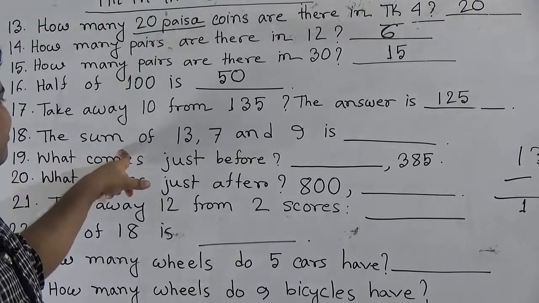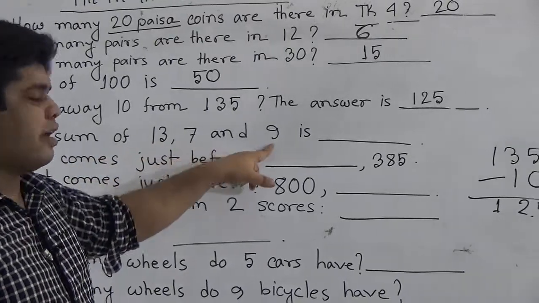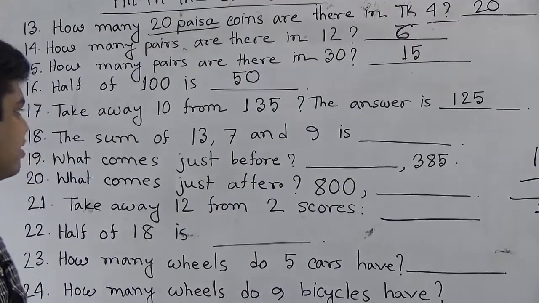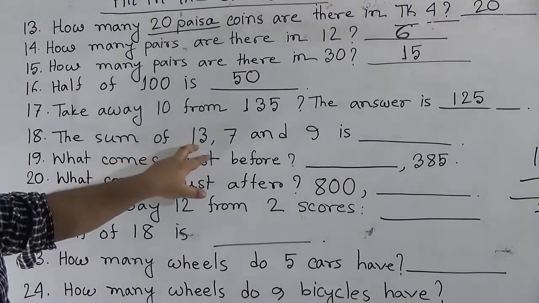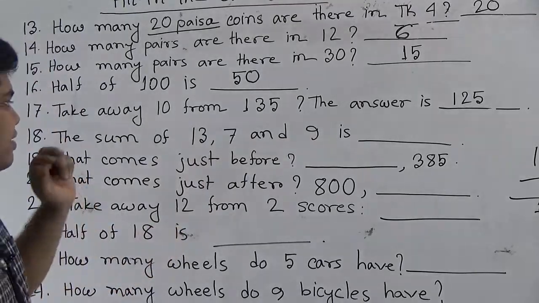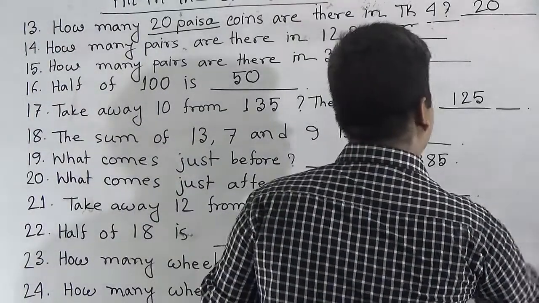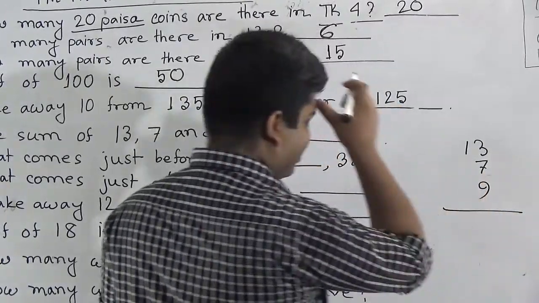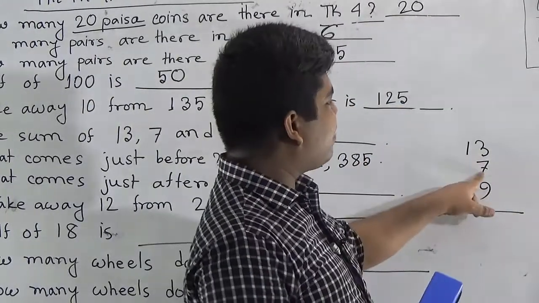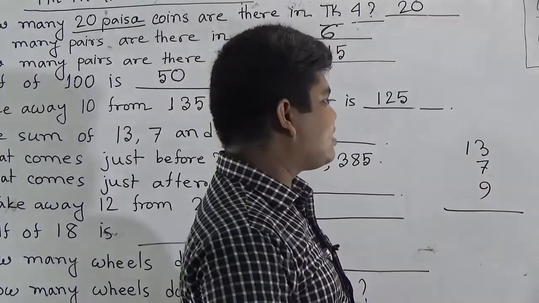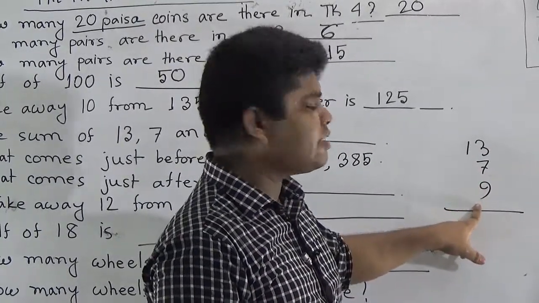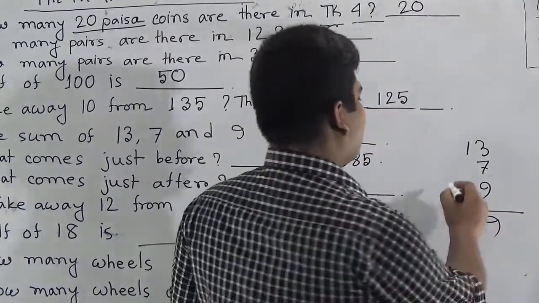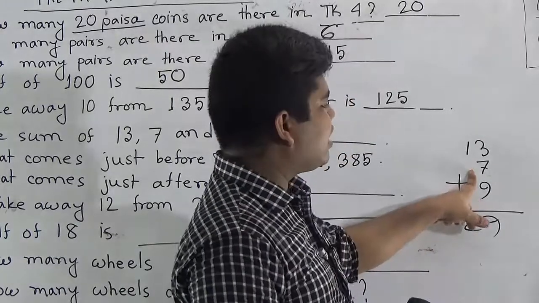Next we shall solve question number 18. The sum of 13, 7 and 9. That means if we add these three numbers, then we get the answer. So here the numbers are 13, 7 and 9. My dear students, 13 plus 7 is what? 13 plus 7 is 20. 20 plus 9 is 29. You can add this addition in a different way.